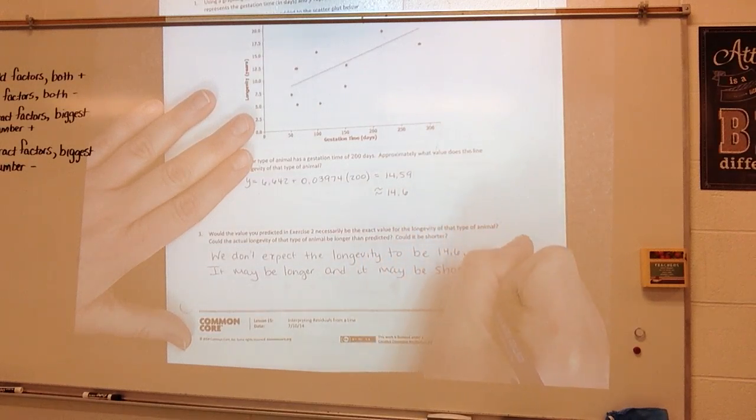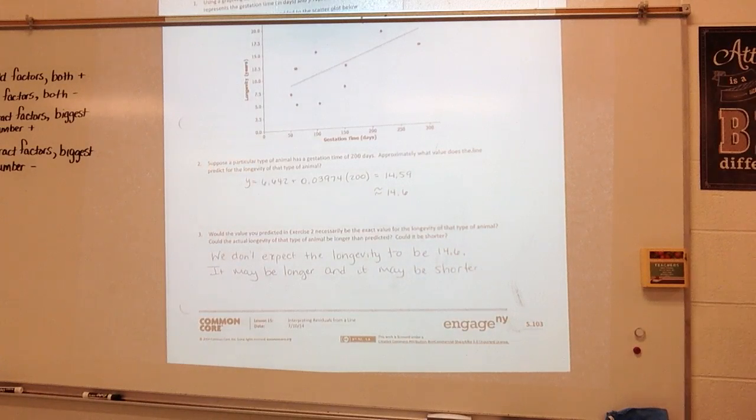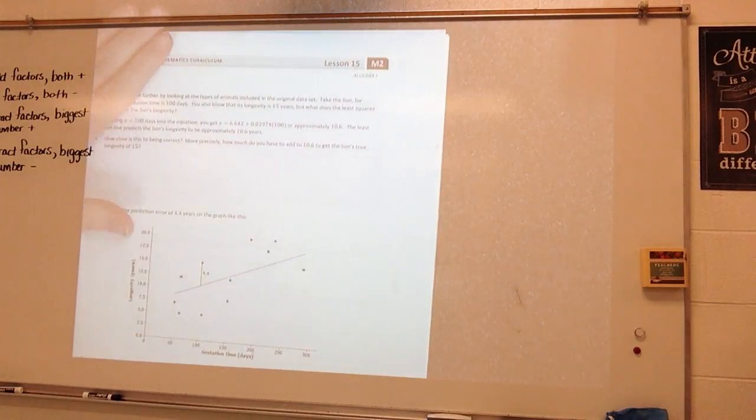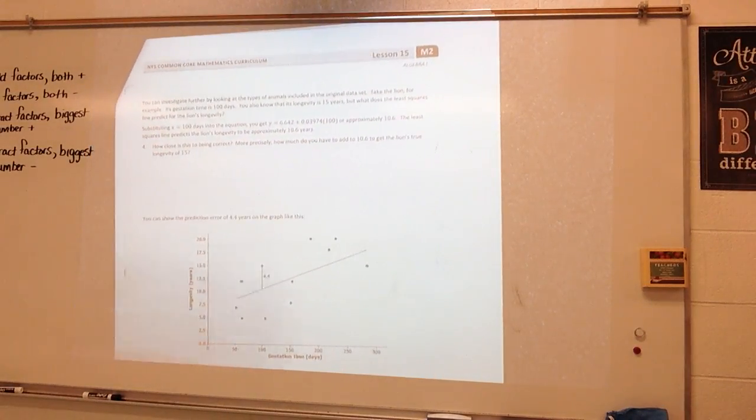So we can't predict. We don't know for sure that that's the exact. All right, it may be longer, it may be shorter. You can investigate further by looking at the types of animals included in the original data set. Take the lion, for example. The gestation time is 100 days. You can also see that its longevity is 15 years.